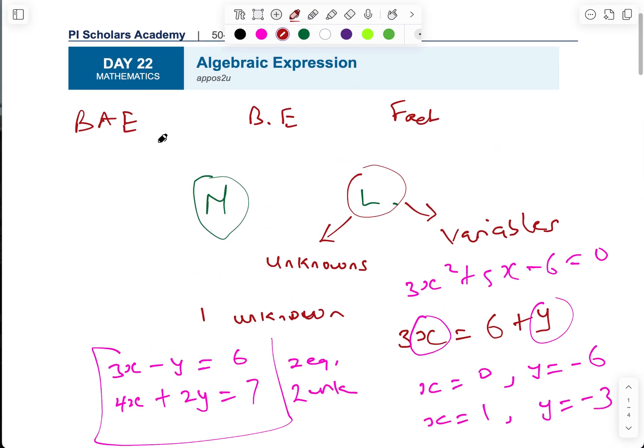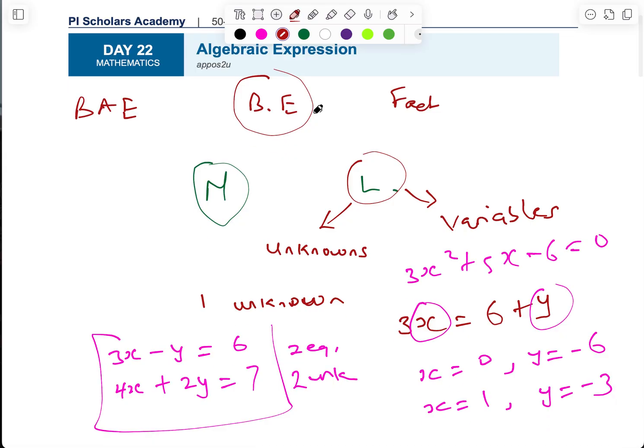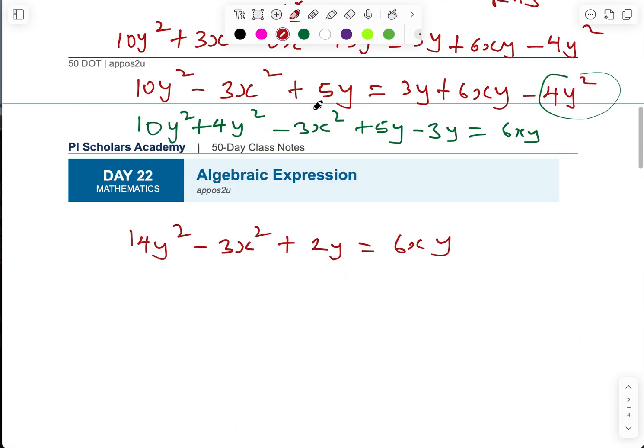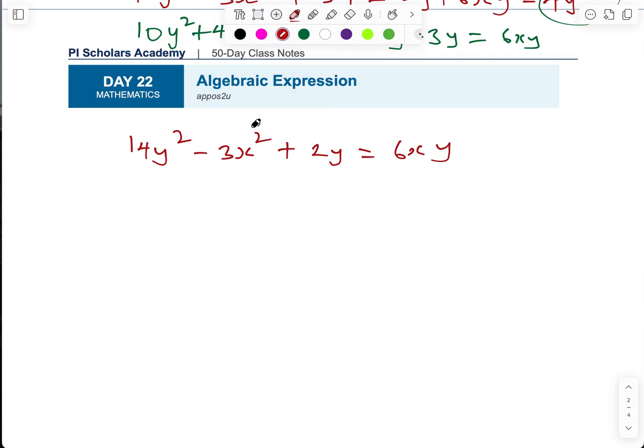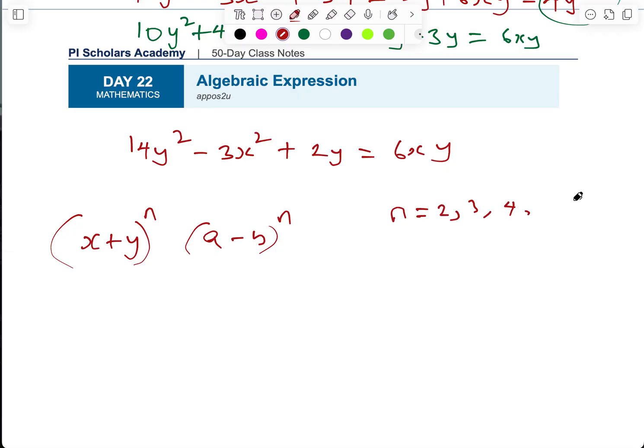Now let's go to binomial expansion. So what is binomial expansion? Binomial expansion is simply the way we expand a binomial. Maybe you're adding two things, let's say x plus y, or you're doing some a minus b. Now, if you begin to raise this to powers of n, like n going from 2, 3, 4, and it goes on and on like that.